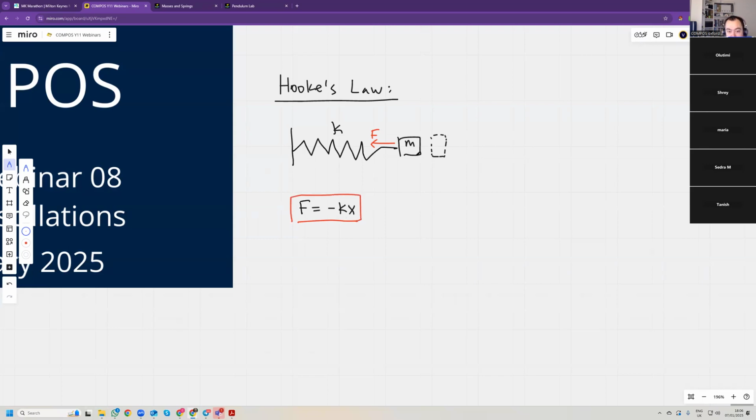Why minus? Because if x is positive, so that's 0 and that's x, then the force is negative, to the left. If the displacement is to the right, the force is to the left, and vice versa. If we were to shift the mass to the left, the force would be to the right. So minus, because the force is opposite to displacement.